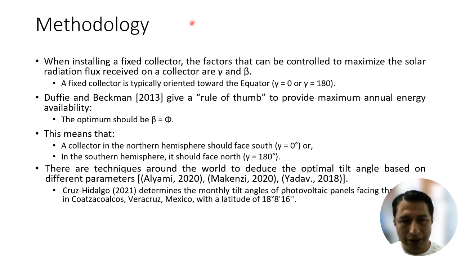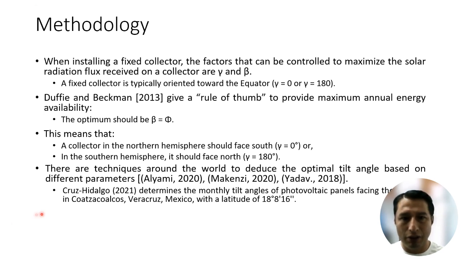Methodology. When installing a fixed collector, the variables that can be controlled are the angle of inclination and the azimuth angle. Let's remember that in the northern hemisphere, a fixed collector is typically oriented toward the equator, which means the azimuth angle is 0. In addition, Duffie and Beckman give us a rule that says to maximize energy through the year, the optimal angle of inclination must have a value equal to the latitude of the place, meaning that the collector will always face the equator with an angle of inclination equal to the latitude of the place.